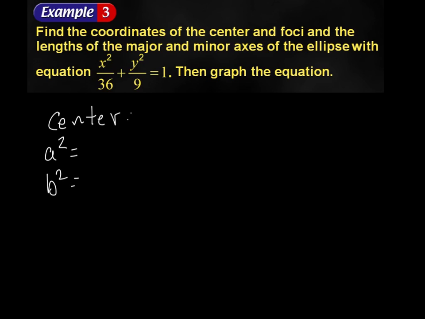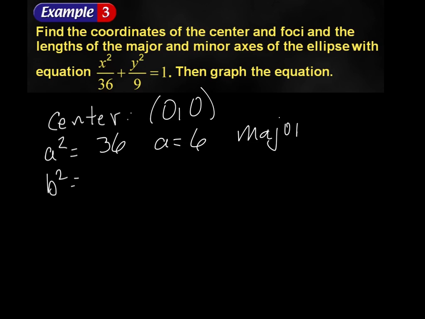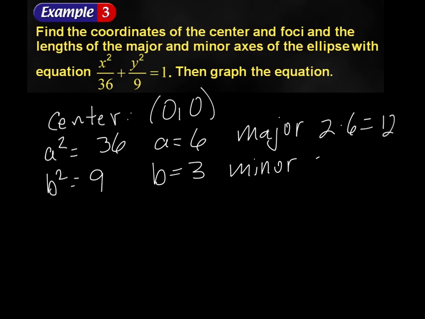So this one has no minus or plus anything with our x and y squared, so our center is just at the origin. That's lovely. a squared equals 36. That means a is 6. So our major axis will be 2 times 6, which is 12. b squared is 9, so that means b is 3. So our minor axis is going to be 2 times 3, which is 6.